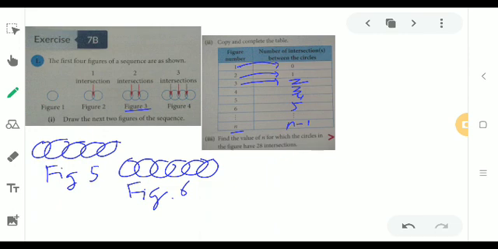Now, find the value of n for which the circles in the figure have 28 intersections. That means if the number of intersections is 28, the figure number will be 1 extra, that means 29. So the answer for this is figure number 29.